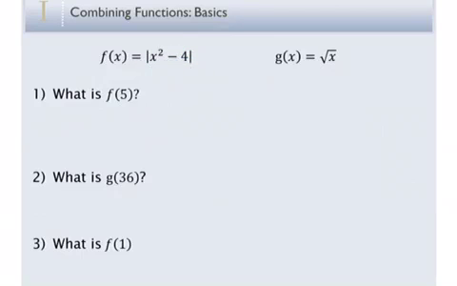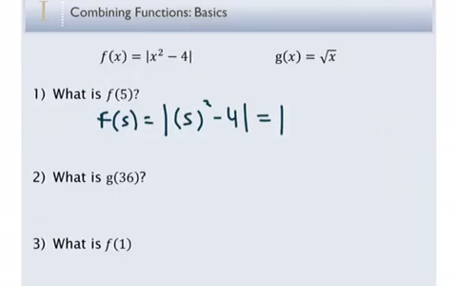So let's look at a few examples. What is f of 5? Hopefully you got this one correct, but let's just go over it just in case. So f of 5 is telling me to plug in 5 into every x. So I have my absolute value bar, 5 squared minus 4, and then absolute value bar. I look at the 5 squared. 5 squared is, of course, 25. And then minus 4, absolute value bar. And 25 minus 4 is 21.